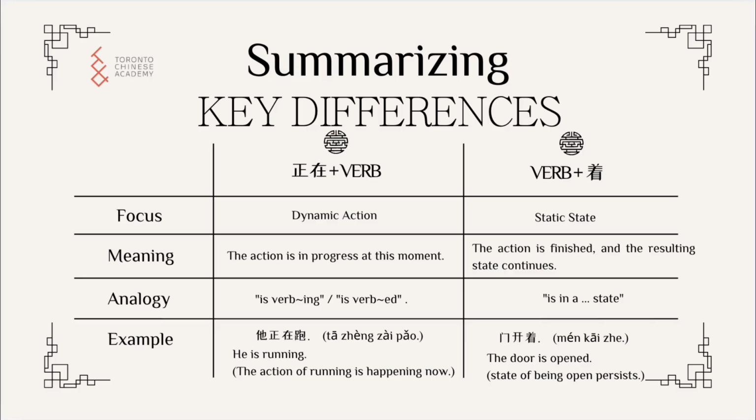In comparison, the construction verb plus 着 focuses on a static state. When you use the construction, the meaning conveyed is that the action is finished and the resulting state continues. The English construction that is analogous to this is when you say something is in some kind of state. An example of this would be 门开着, the door is opened, with the state of being open persisting.